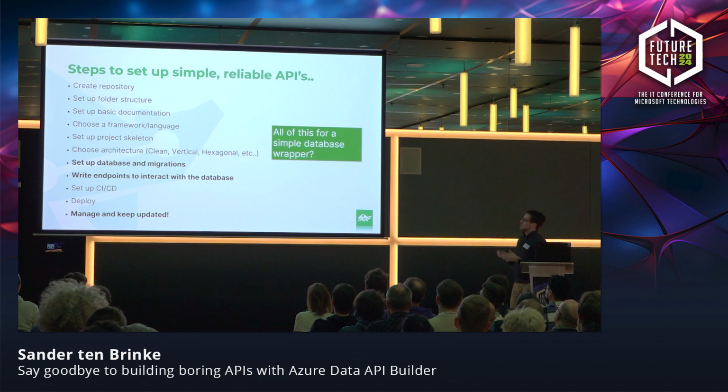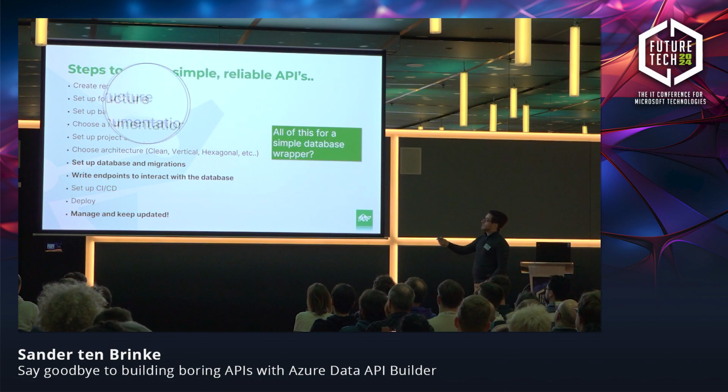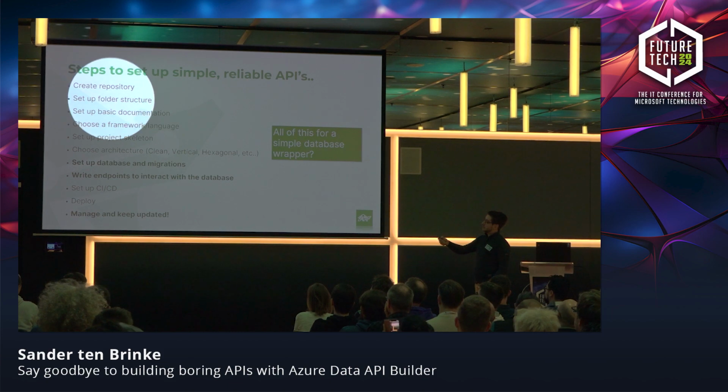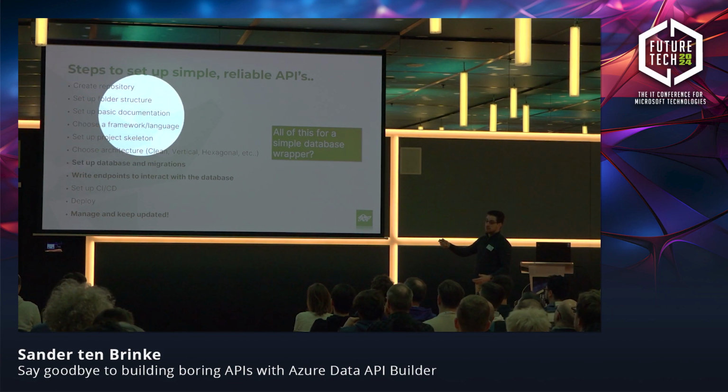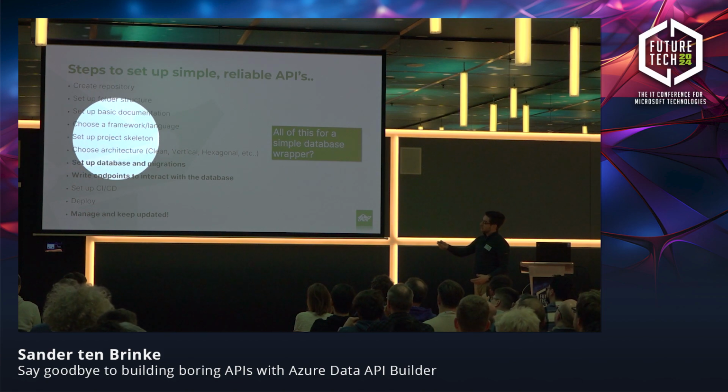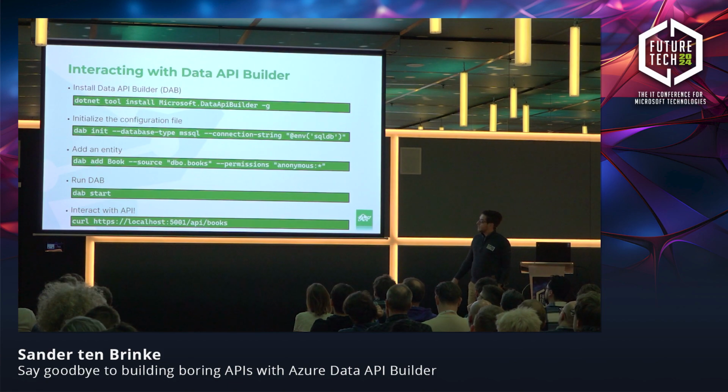But to me, to build an API, just a simple data API, we need to do a whole lot of things, right? We need to create a repository, we need to set up the folder structure, basic documentation, we need to choose the framework or the language of the week, set up project skeletons, an architecture of the week, and now we get a JSON file, which we're going to talk about later.